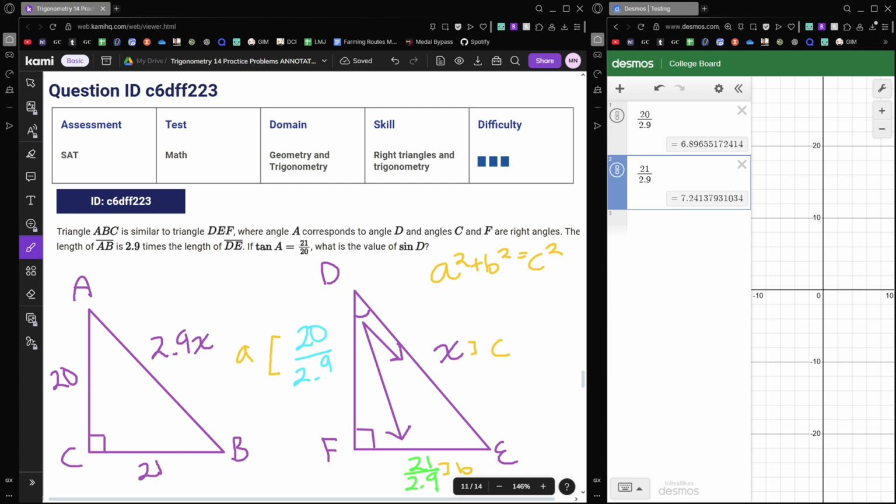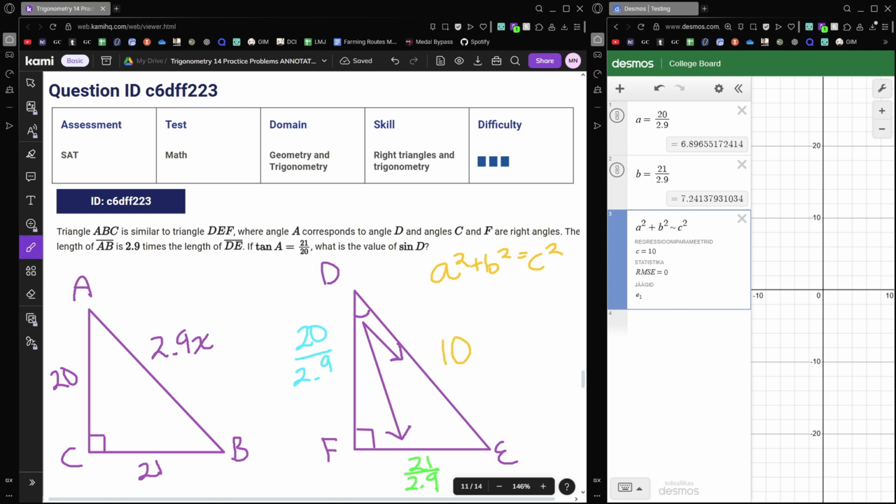Now let's put this in Desmos. And what I'm going to do here actually is I'm going to set this equal to a, and then I'm going to set this equal to b. So now I can just do a squared plus b squared. And then instead of an equal sign, you want to put a tilde. And then c squared. And we get that the value of c, or x, is equal to 10.